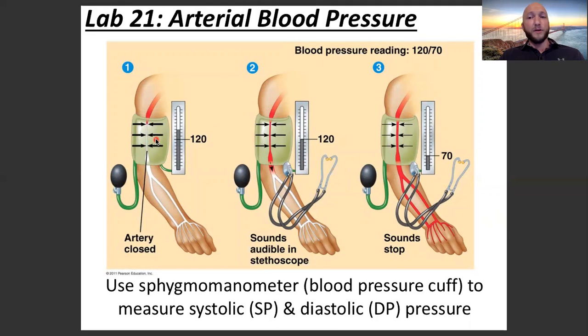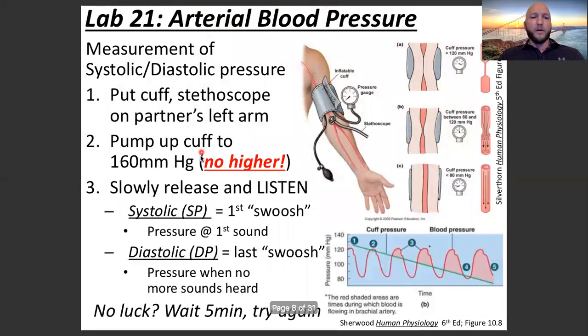If there's no river flowing, the river's not going to make noise, right? If there's no blood flowing, the blood's not going to make noise, right? We're then going to slowly release the pressure in the blood pressure cuff, and we're going to listen for a sound. And the first sound we hear, we're going to look at the pressure gauge, and we're going to note the pressure when we hear the first sound.